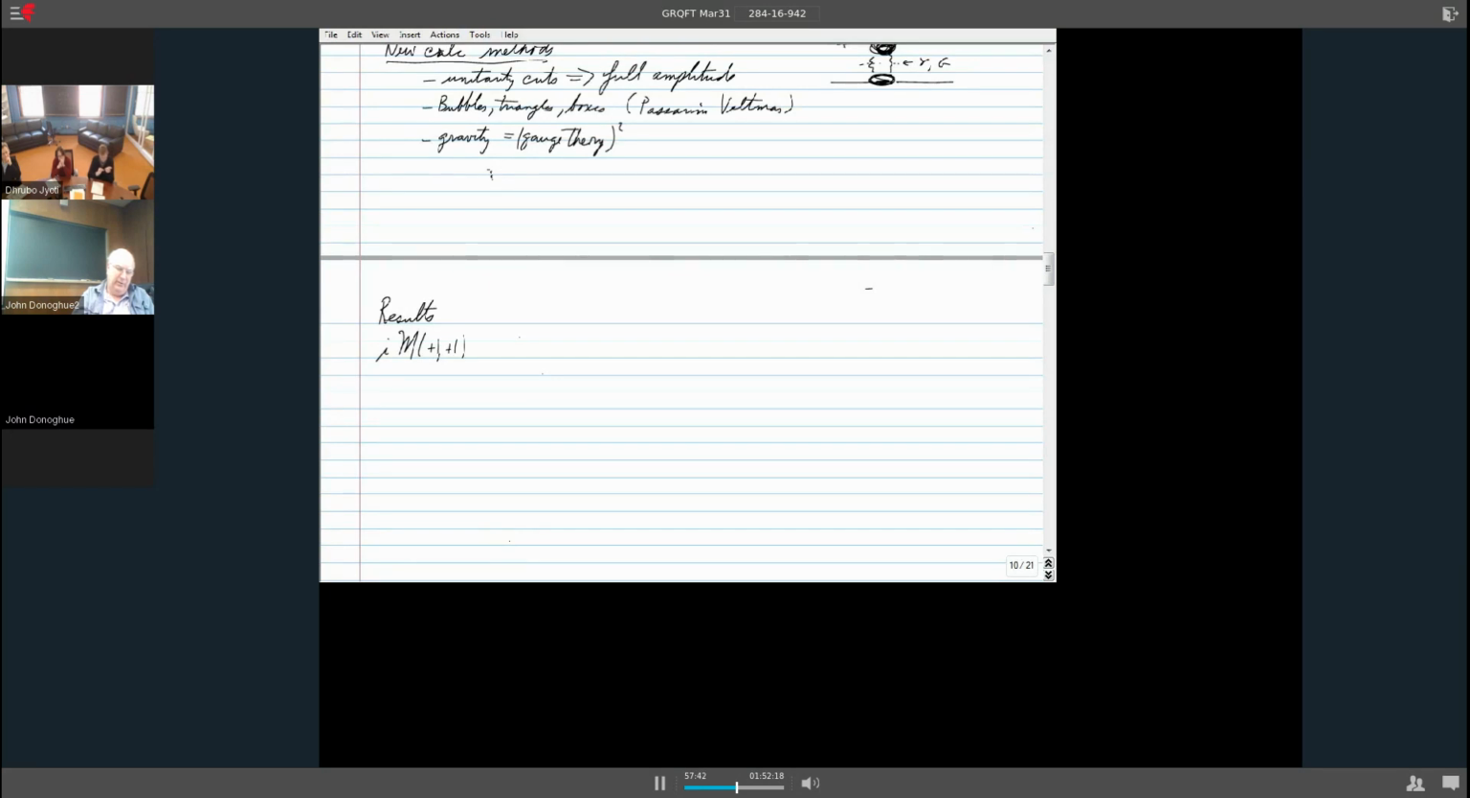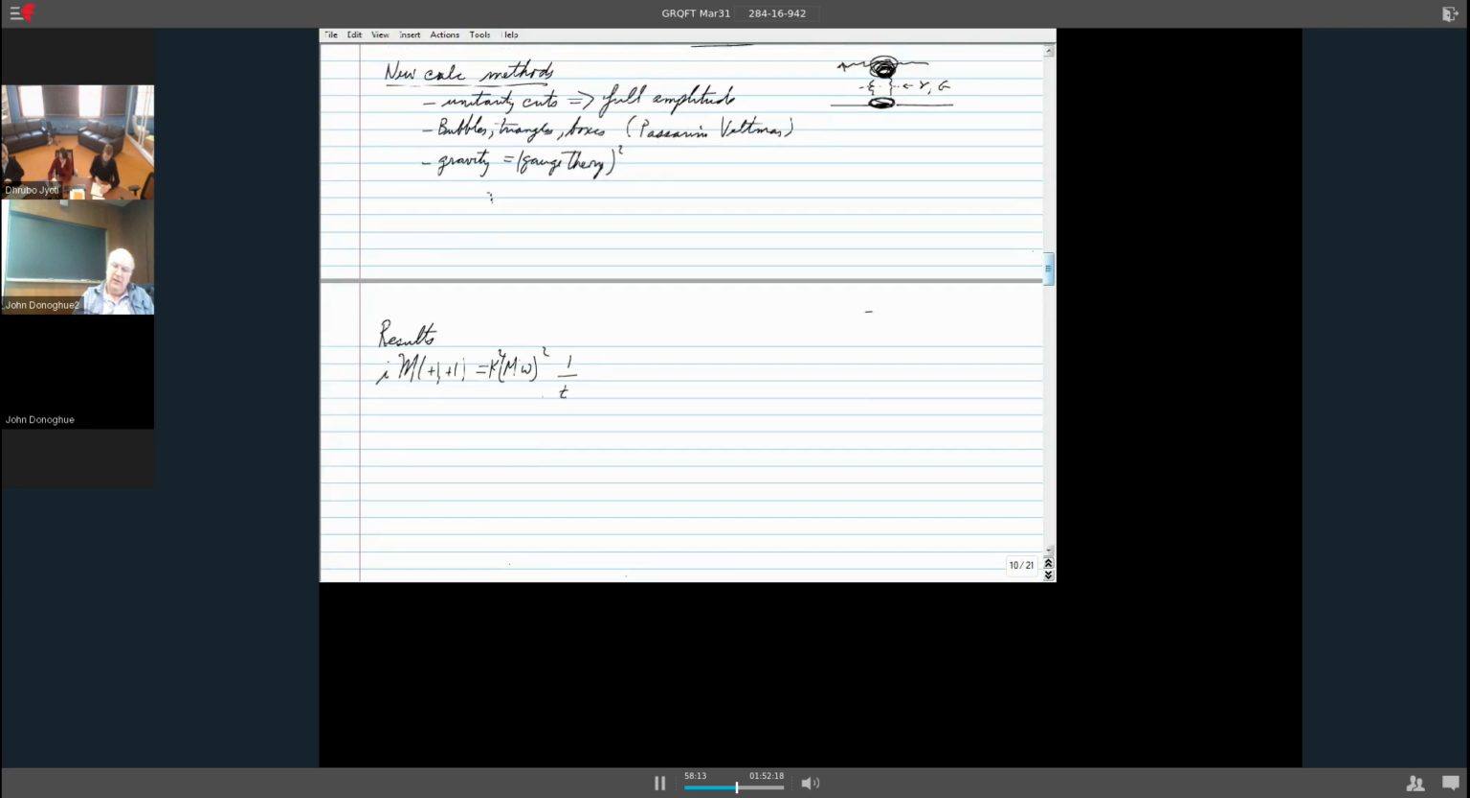And then there were some other tricks involved. There's this idea that gravity is the square of a gauge theory, which has been useful. Again, maybe we'll talk about it at the end. But anyhow, that's a whole set of new methods. But that's not exactly what I want to focus on. I don't have time for that here, but let's just look at some of the results.